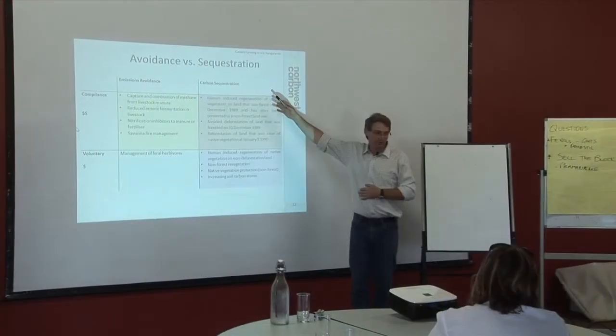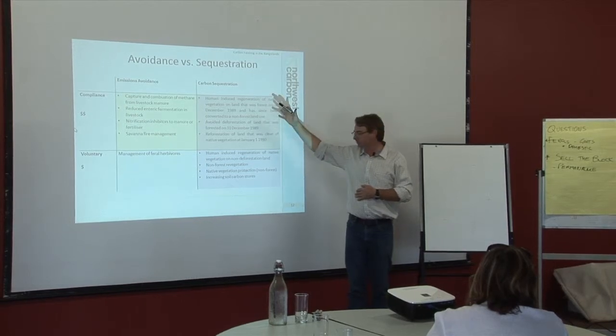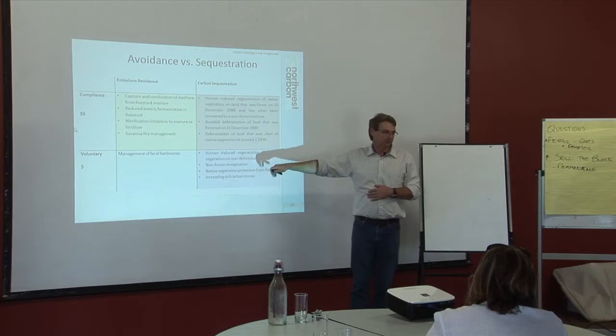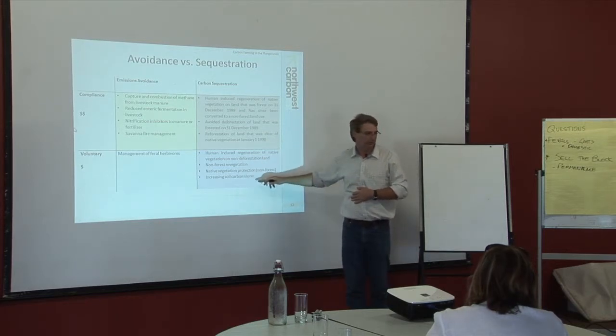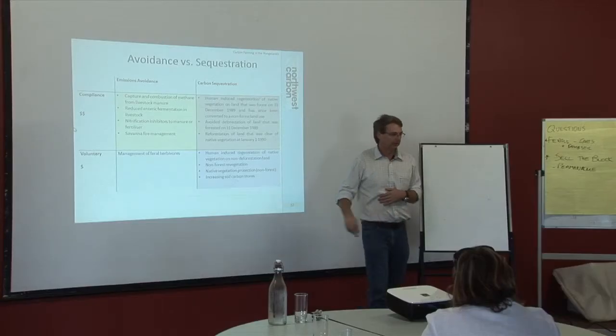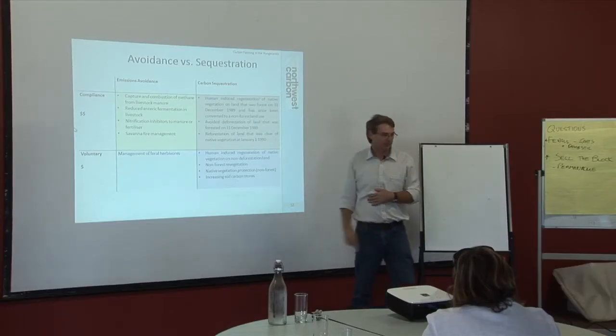Getting back to this, the other important thing in carbon sequestration, we talked about trees and vegetation and stuff, increasing soil carbon. Soil carbon gets a lot of airplay, and so that's actually a voluntary credit, so therefore not worth as much, and we'll talk about that a little bit. Native veg, you can see here non-forest revegetation, native veg on non-deforested land, that's us. That's rangeland stuff.